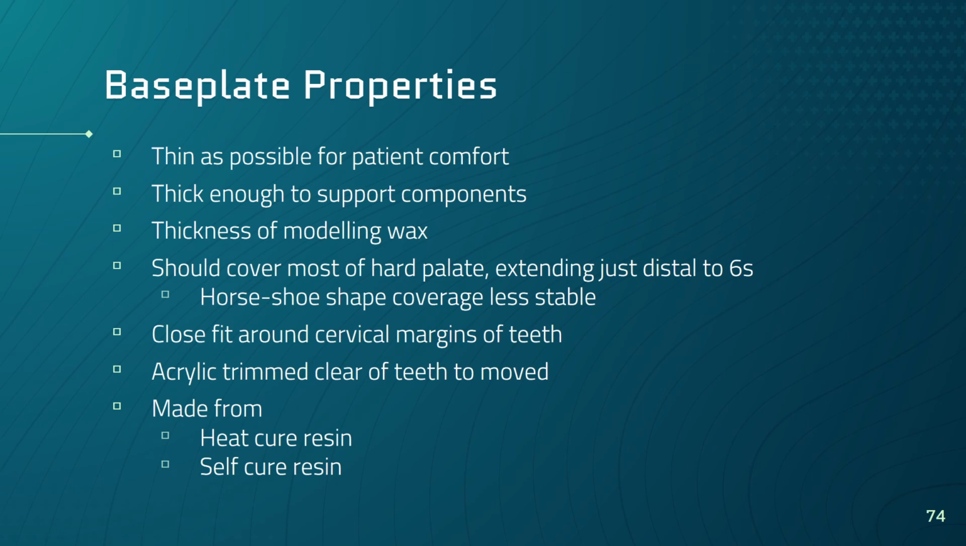Now the plate should cover most of the hard palate, extending just distal to the first molars. It can also be done in a horseshoe shape, but the horseshoe shape coverage is less stable. The base plate must have a close fit around the cervical margins of teeth, but the acrylic should be trimmed clear of teeth that have to be moved. The base plate can be made either from a heat cured resin or from a self cured resin.